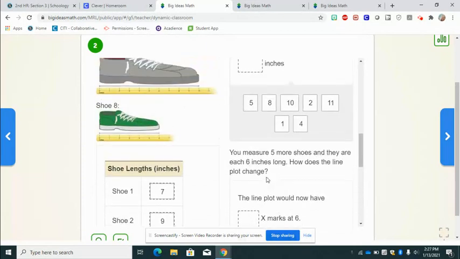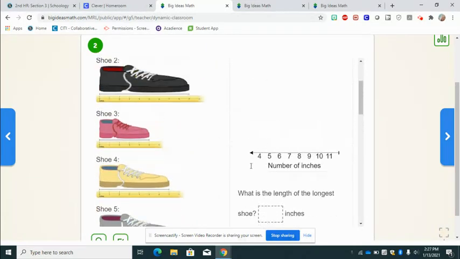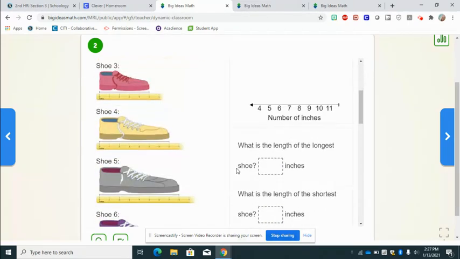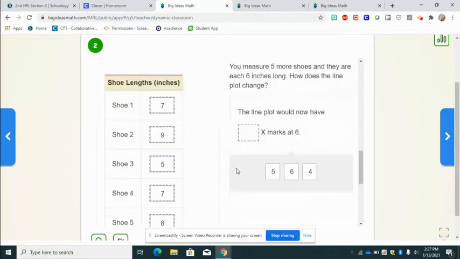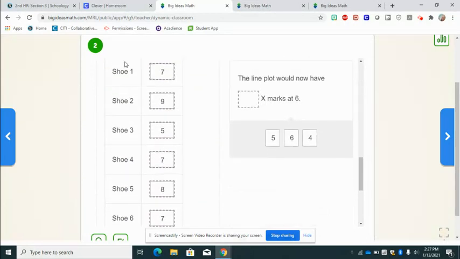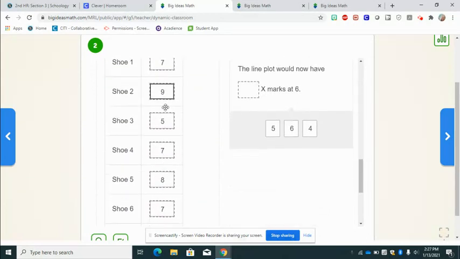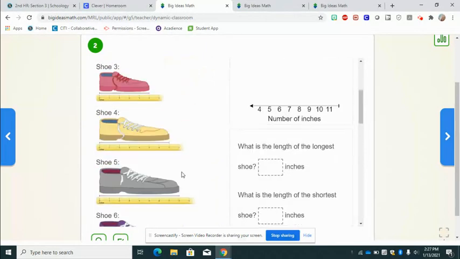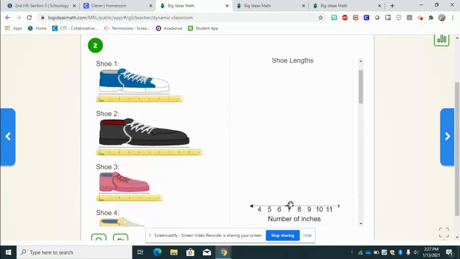Okay, now we have to make our line plots with each shoe length. So we're going to scroll all the way back down and look and see what we have. So we have shoes 1 through 8, and we'll start with shoe 1 and shoe 2. So we're going to make line plots for 7 and 9. Let's go ahead and do 5 too. So 7, 9, and 5. We need to make line plots for that. We'll start here, 7, 9, and 5.